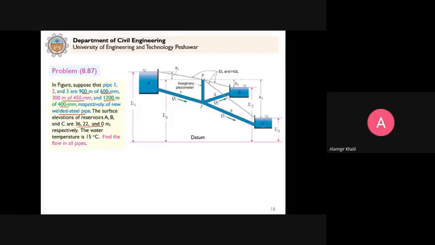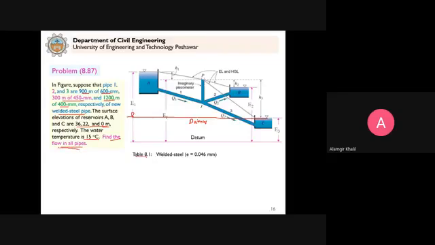Clear? So the datum is here, rather than here. You see that E3 is 0, so it means that for this case, this is our datum. Clear? Why? Because E3 is 0, here it is given 0 meter. So for this problem, the datum passes through the surface of reservoir C. The water temperature is given as 15 degrees Celsius. Find the flow in all pipes.